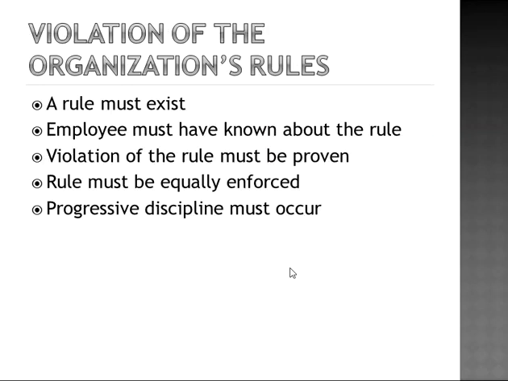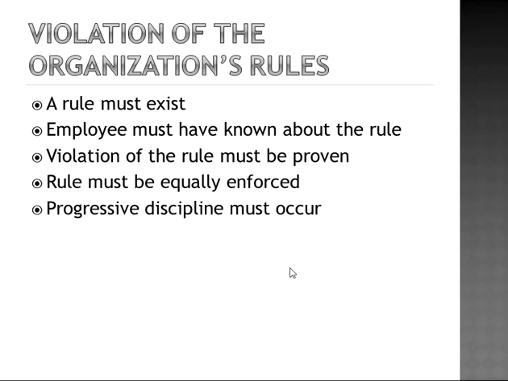So, violation of the organization's rules. First, a rule must exist. The employee must have known about the rule, so they need to make sure certain things have been communicated to them. Usually during the orientation and onboarding process, there should be some indication that they are aware of these particular rules. Violation of the rule must be proven. The rule must be equally enforced, so you cannot enforce it with some and not others.